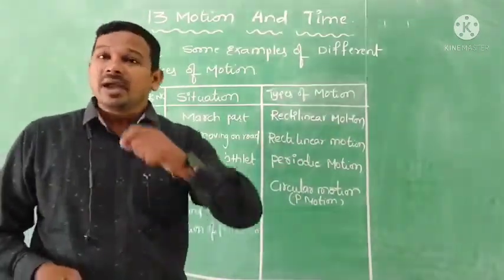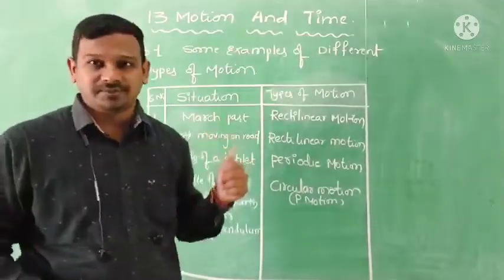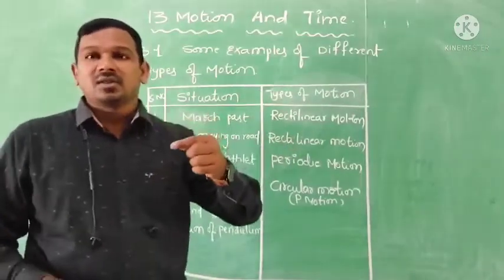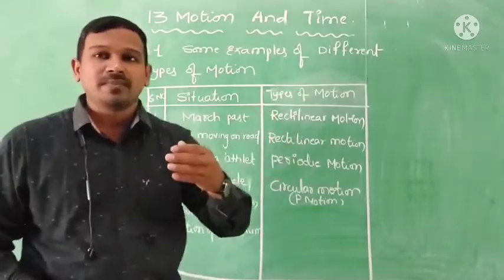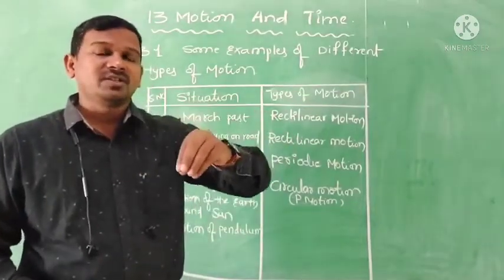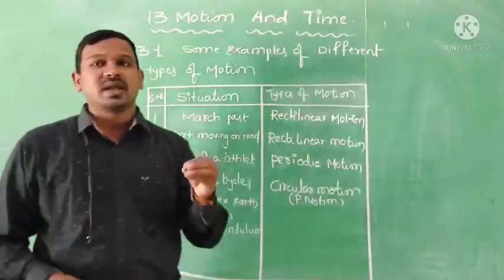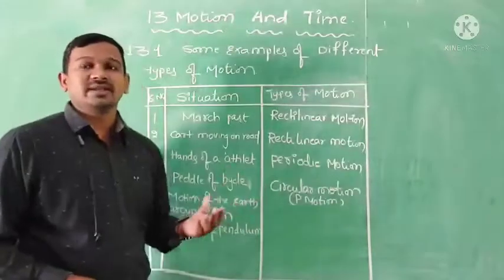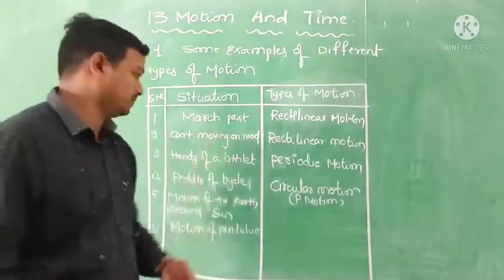At the same time, it takes the same time to complete one revolution. What is a revolution? The time taken to complete one circle is called a revolution. So the time period taken by the earth is the same each time. So we can say that the motion of the earth is circular motion as well as periodic motion.